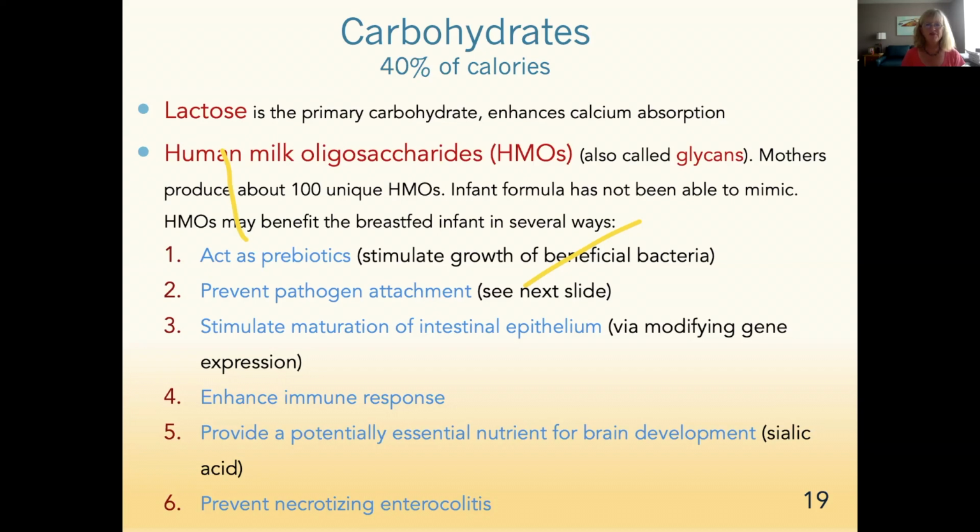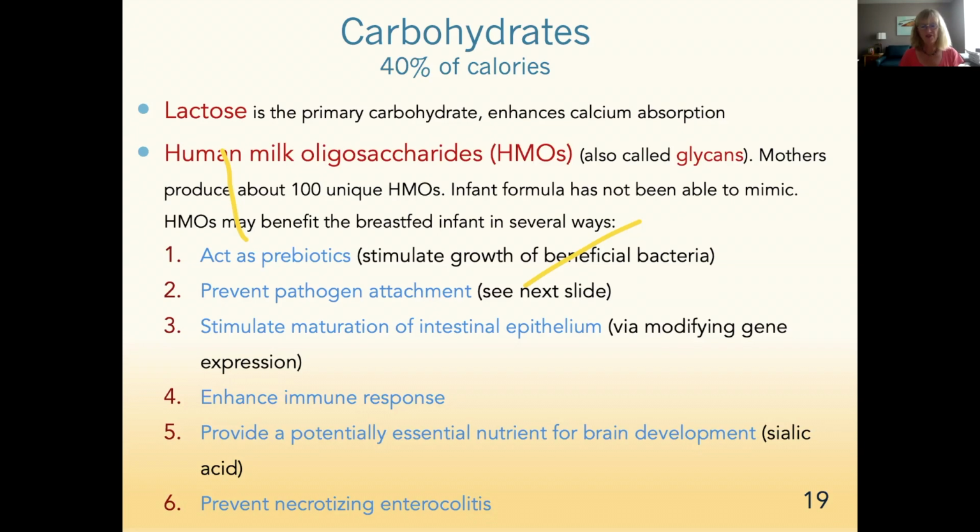And I know you remember this, but I wrote it down to make it easy for you: they stimulate the growth of beneficial bacteria. So remember I mentioned earlier that formula-fed and breastfed infants get different bacteria. This is why. Okay, this is one reason. Another is they prevent pathogen attachment to the infant gut. I'll show you on the next slide, but they prevent pathogens such as bacteria that would normally cause diarrhea and dysentery. They prevent them from attaching to the gut. I'll show you, it's really interesting.